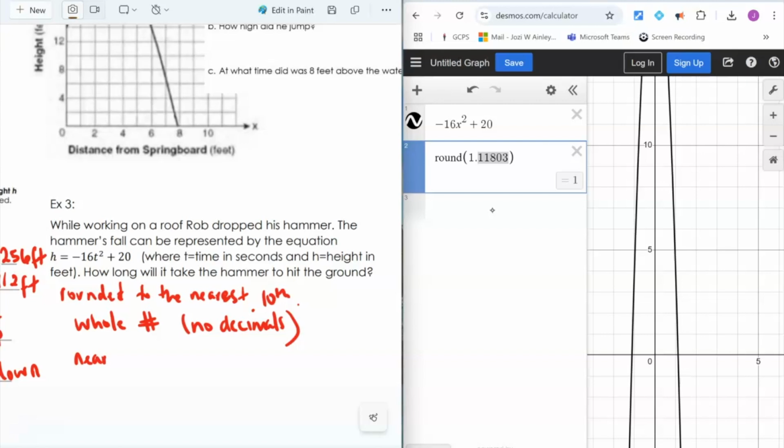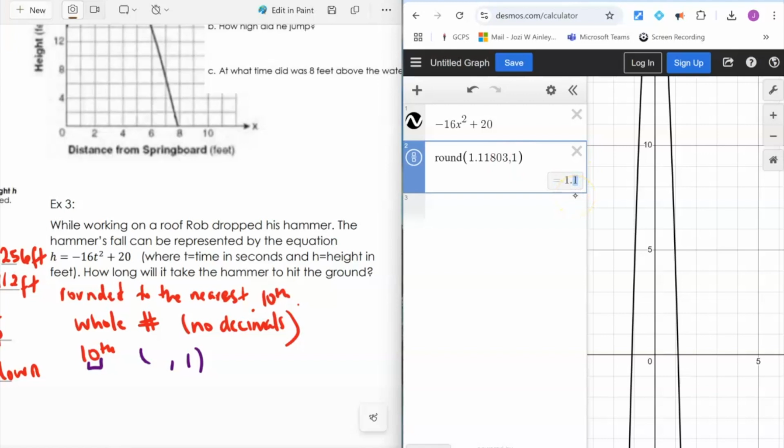Nearest 10th, I'm just going to say it. The way I remember this is you simply look at how many zeros you see. One. So for the nearest 10th, you do comma 1, because you want one number after the decimal. Notice it gives me one number after the decimal.